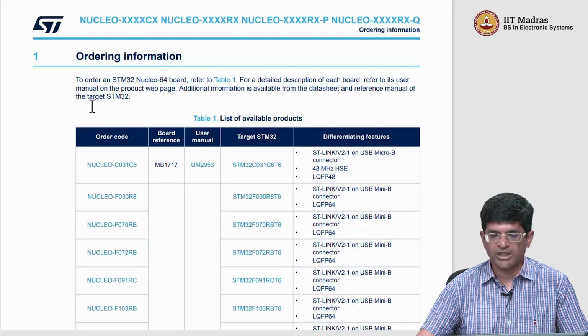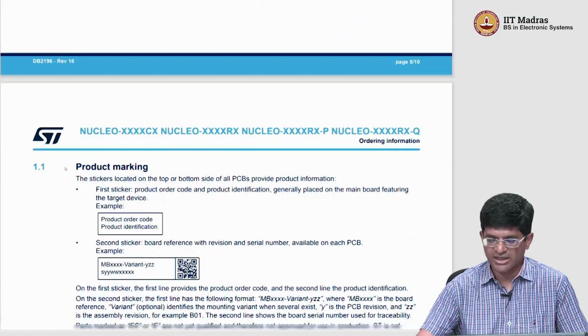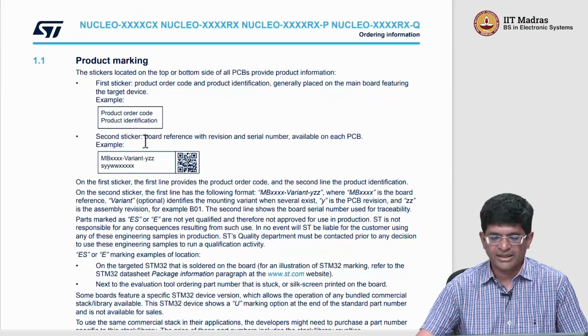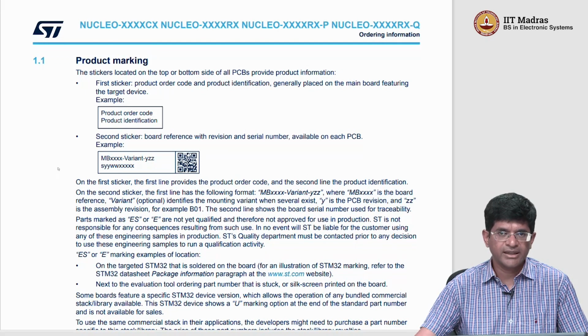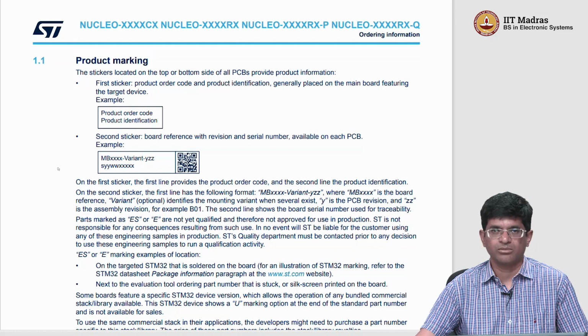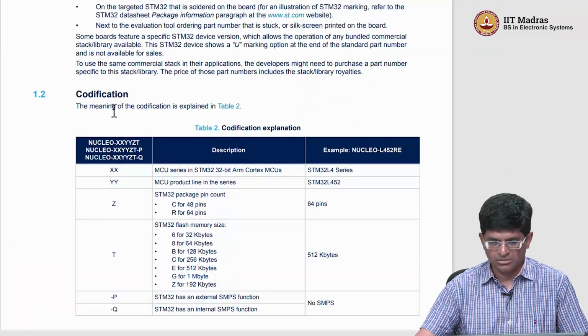After that, it goes into information about ordering: how you can order, what are the different variants in which it can be ordered, the marking, which talks about the variants, the product codes, product identification and so on. Again, not really important unless you are getting to the point of designing a system, but you should be able to look at a board and at least read some of this documentation and understand what it refers to, including things like the codification, the MCU series, the product line, the package pin count and so on.